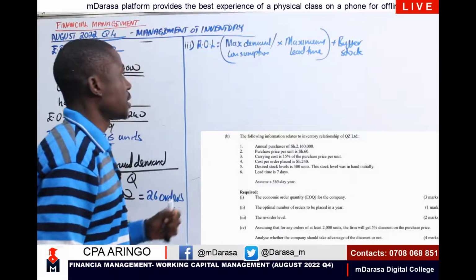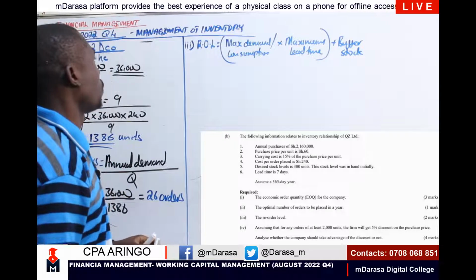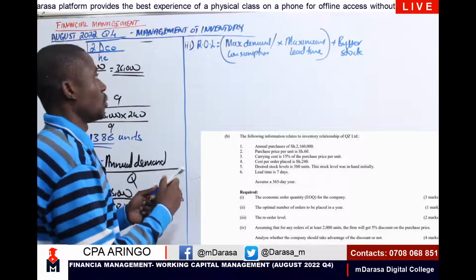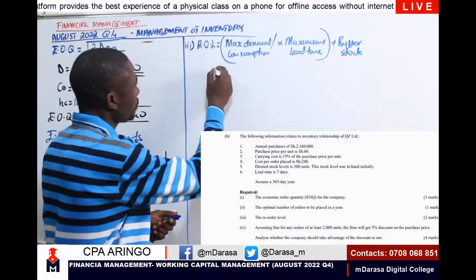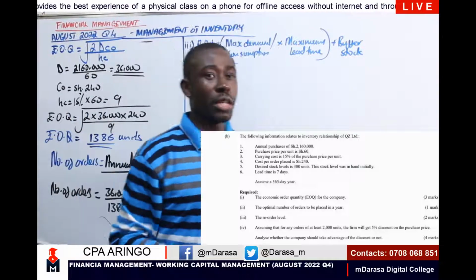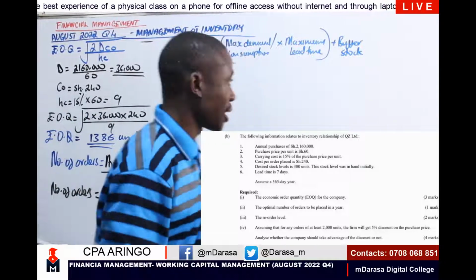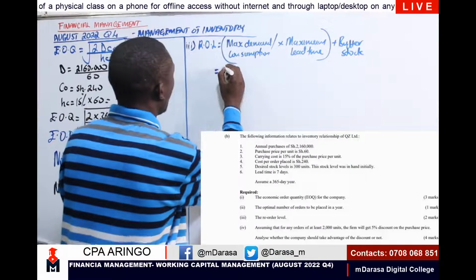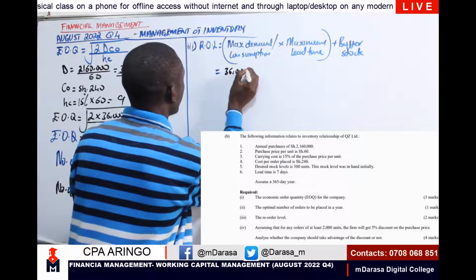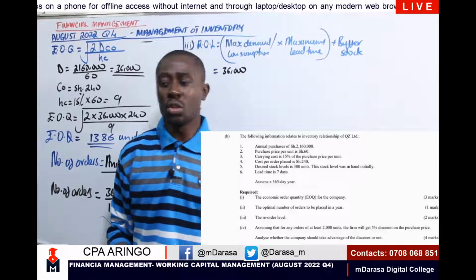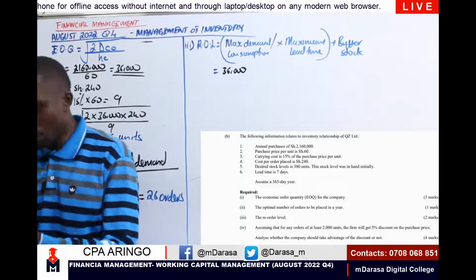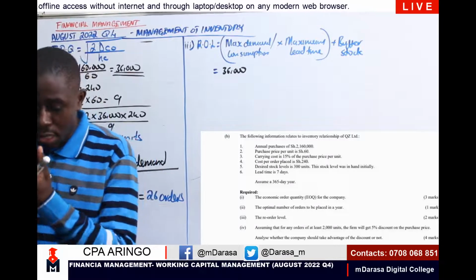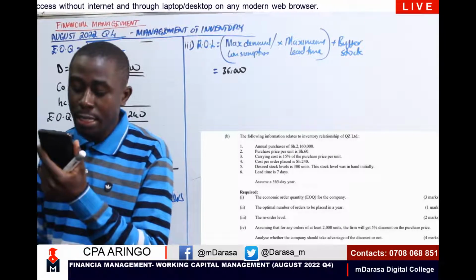So in this case, we should work out our reorder level. Let us see what our maximum demand will be. The maximum demand in this question, you have determined it to be 36,000, that is for the whole year. But what about lead time, good students? You can clearly see that, if you check note number 6, we are given our lead time in days.